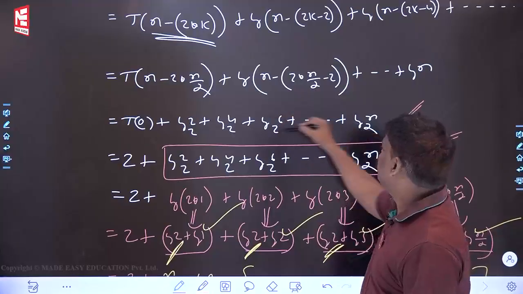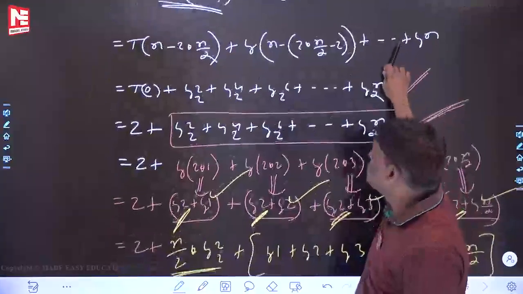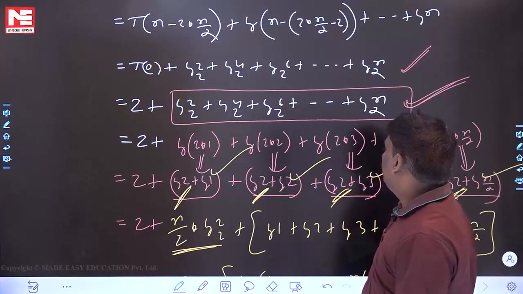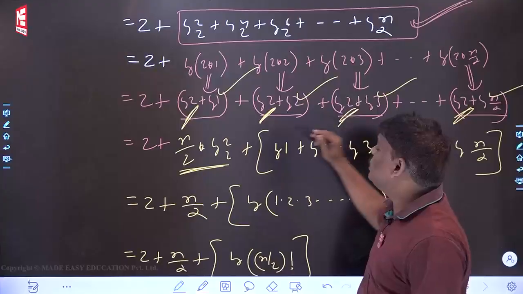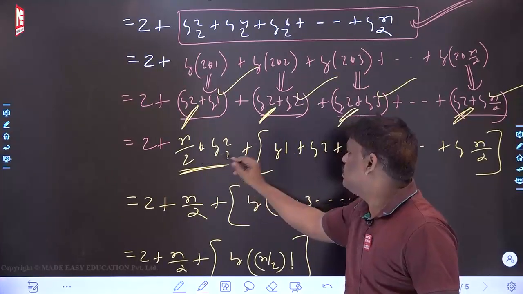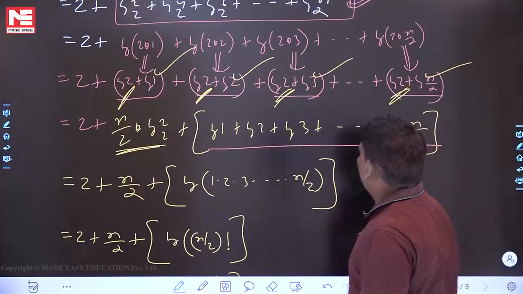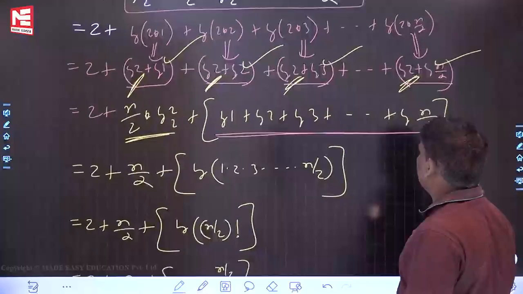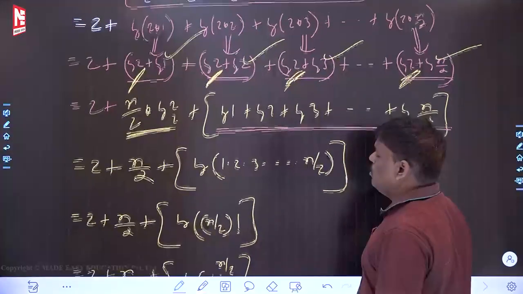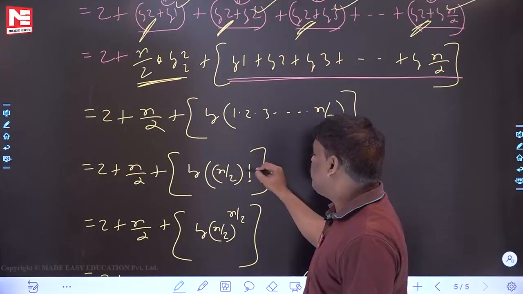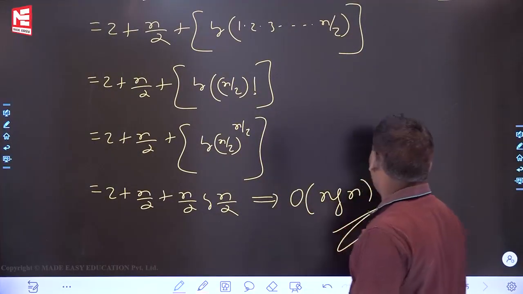So how to solve the even series in terms of log, that is the purpose. Because every term is an even number, you can write 2 into something. Because of the log mn formula, log m plus log n, log 2 is common, n by 2 times. The remaining series has now become a normal series: log 1, log 2, log 3, which is nothing but a factorial, n by 2 factorial. Its upper bound is going to be n by 2 whole power n by 2. This can be written as big O of n log n.